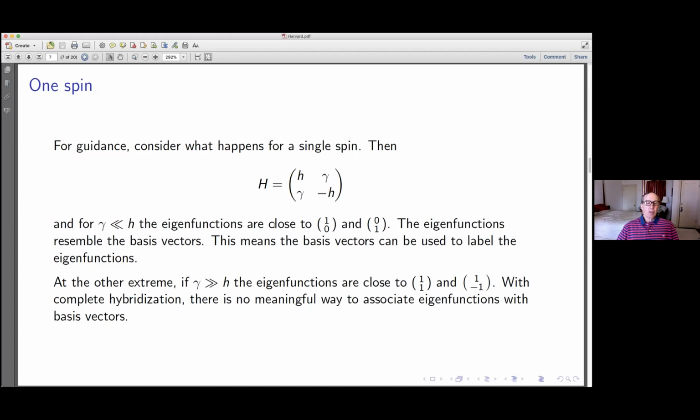At the other extreme, if the off-diagonal terms are dominant, then the eigenfunctions are going to be close to these spread out eigenfunctions, if you will, 1, 1, and 1, minus 1. So we call this hybridization, and there's no longer any meaningful way to associate the eigenfunctions with basis vectors. So MBL is, in essence, this picture reproduced in a large Hilbert space where we take a tensor product of this 2x2 matrix over all the sites in the system. And when we have MBL, we can basically identify individual eigenfunctions with tensor products of the basis vectors 0, 1, or 1, 0.